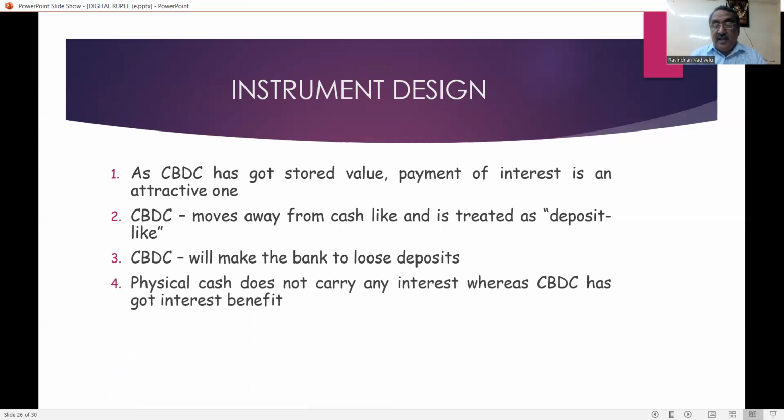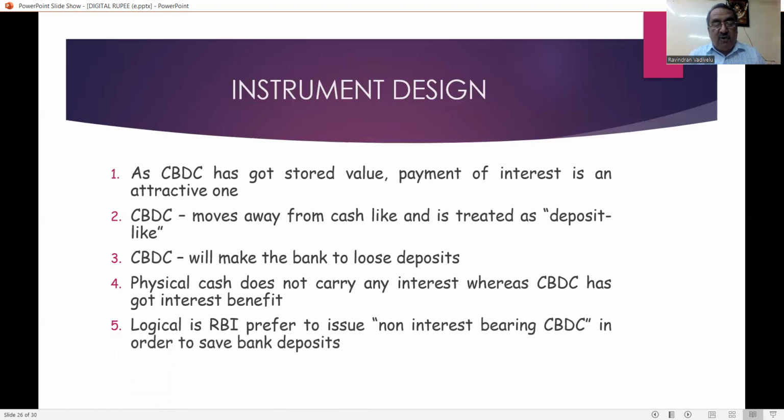And physical cash does not carry any interest, whereas CBDC has got interest benefit there. But this concept of payment of interest is there only in a few countries. Logically, RBI prefers to issue non-interest bearing CBDC in order to save the bank deposits, because they already worked out the concept of the digital rupee. It should not affect the present financial system. So they issued the CBDC without interest.